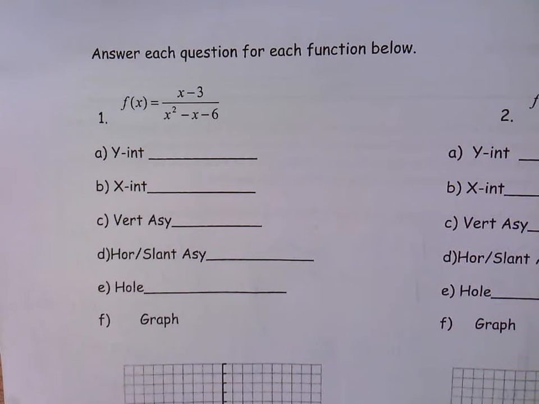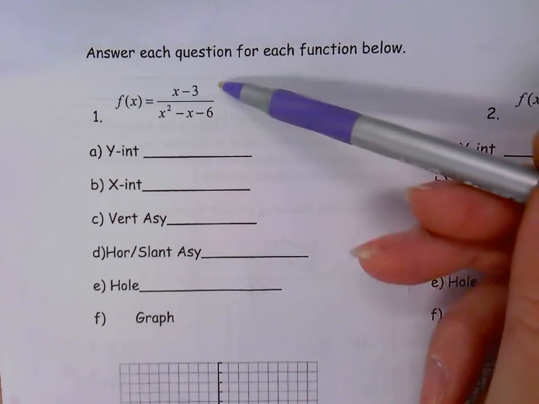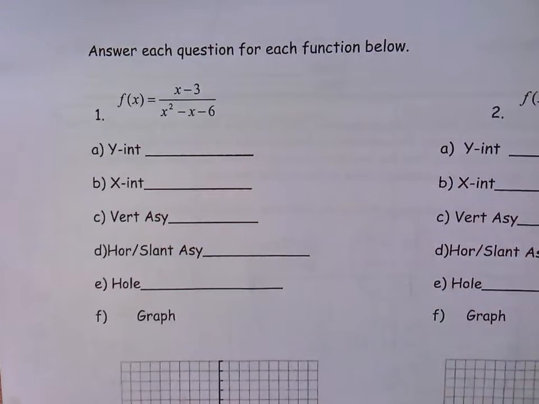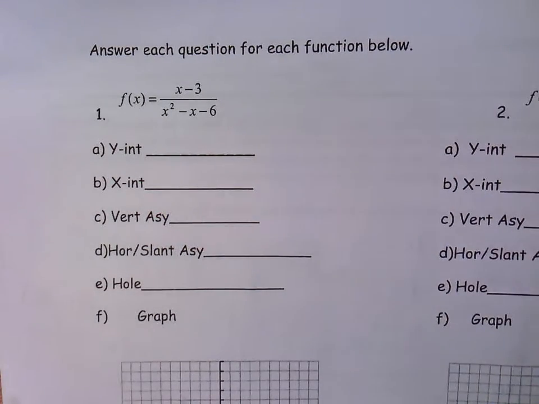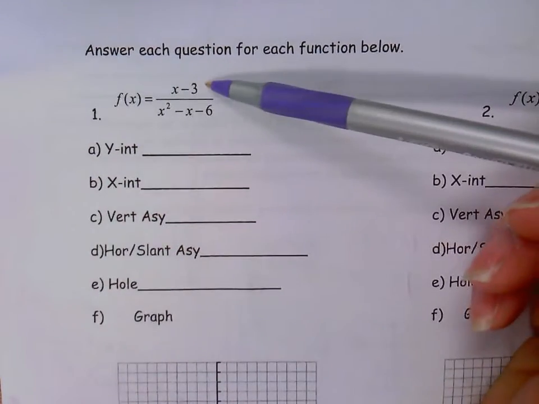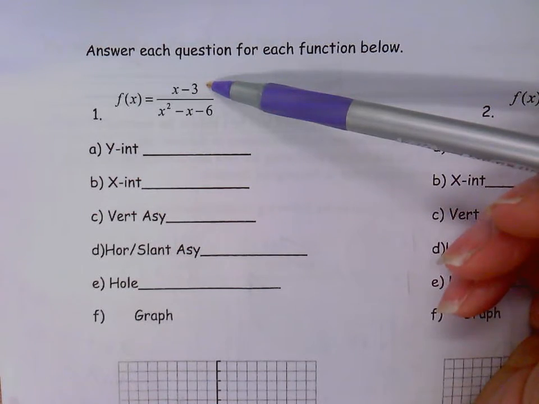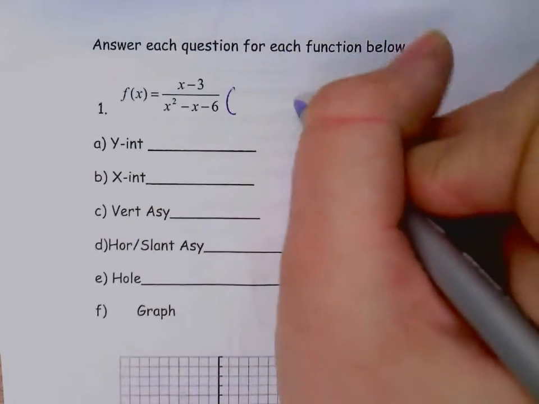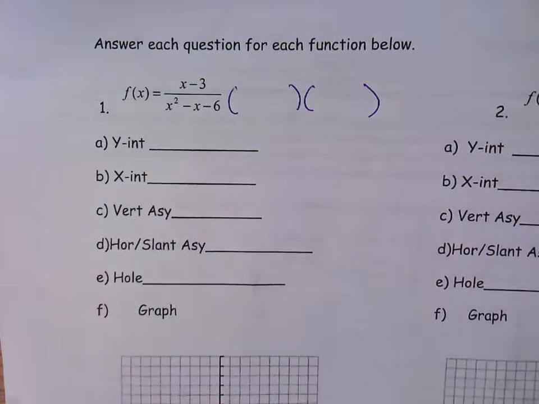So this is 207. Our first step is to factor and cancel if we can. I showed you yesterday the kind of cheater way to factor, if you think there could be a hole: if there's an x minus 3 on the top, I'm going to look for an x minus 3 on the bottom when I'm factoring, right? So this is the second page of 207.